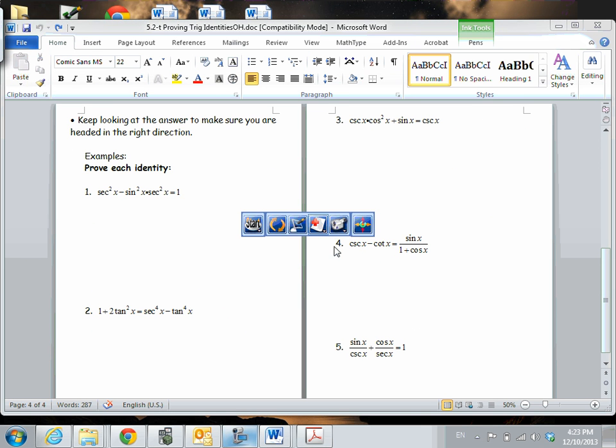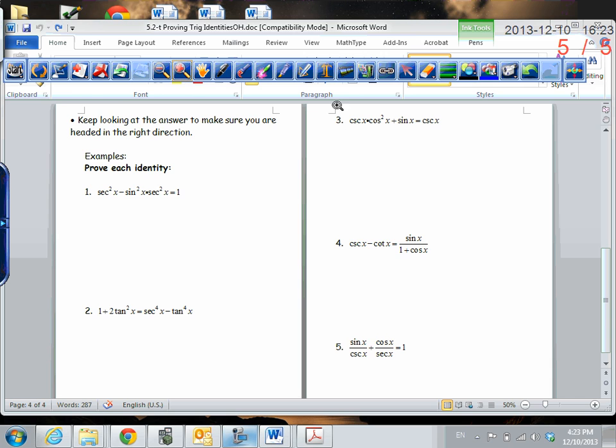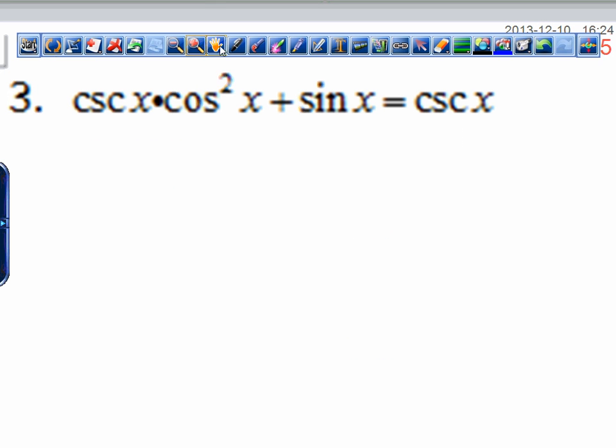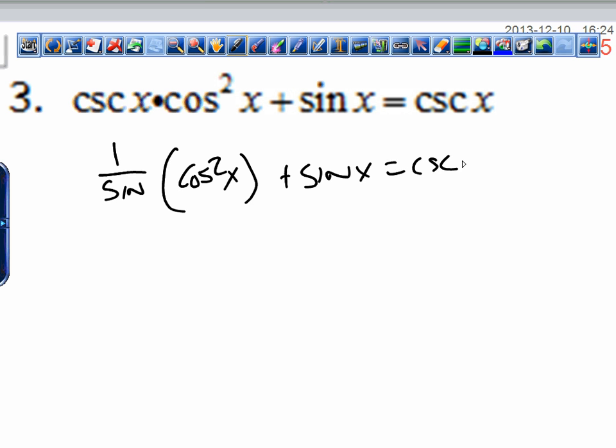Number 3, have the kids do it by themselves. Number 3 is not that bad. So cosecant is the same thing as 1 over sine, so times cosine squared x plus sine x equals cosecant. As you can see, I'm already starting to change the left-hand side around a little bit. So we multiply that.